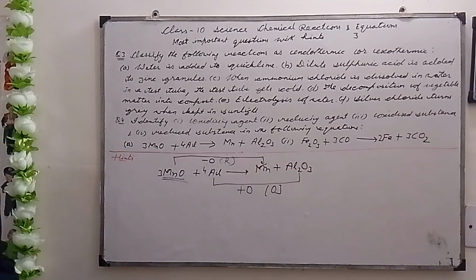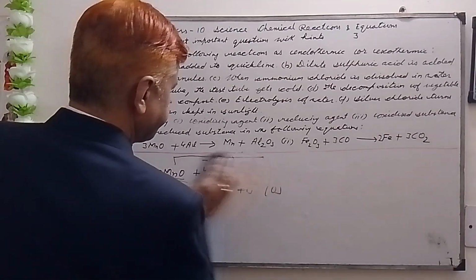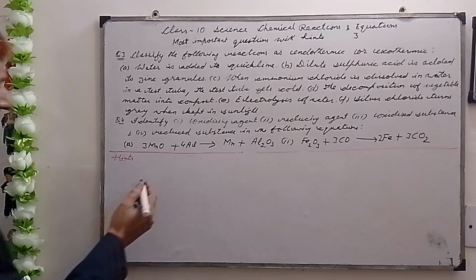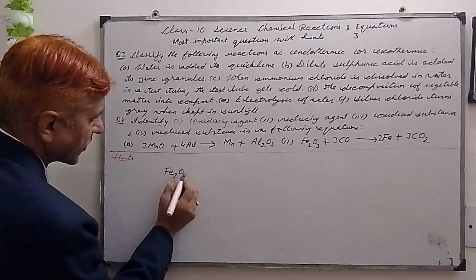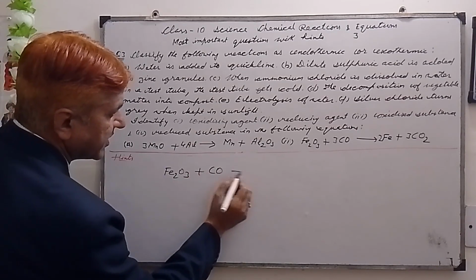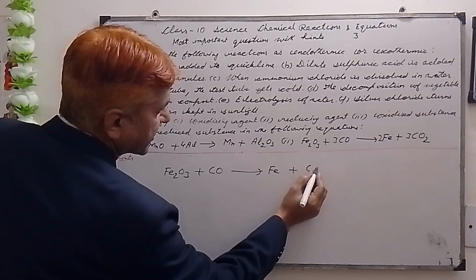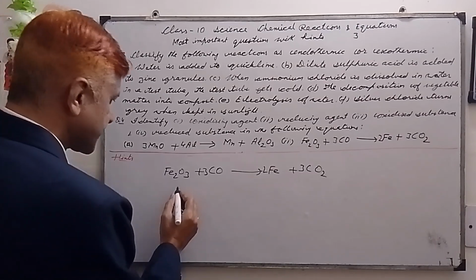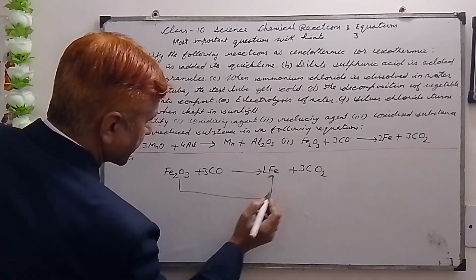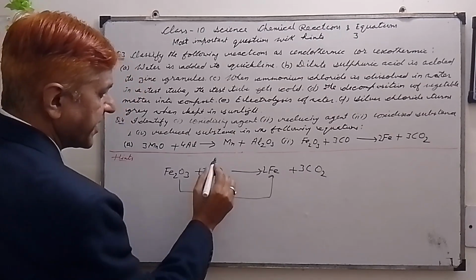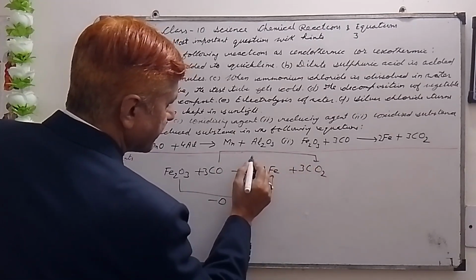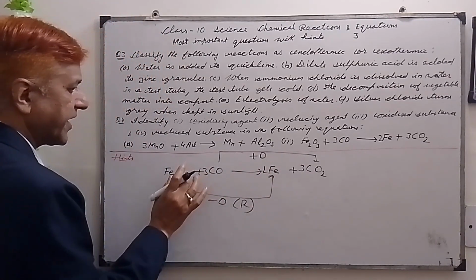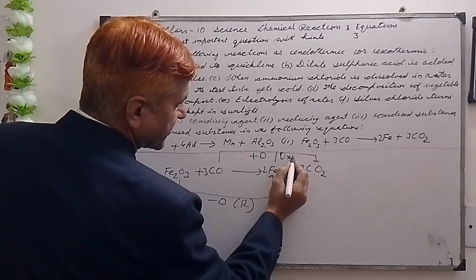Then second is iron oxide plus carbon monoxide is equal to iron plus carbon dioxide, with coefficients 2, 3 and 3. Here you can see very clearly removal of oxygen, and here addition of oxygen. Removal of oxygen is always reduction, my dear students, and addition of oxygen is oxidation.